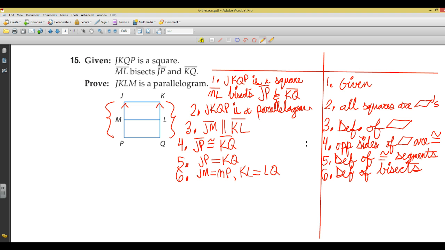By the definition of bisects. By the segment addition postulate, we know that JP is equal to JM plus MP and KQ is equal to KL plus LQ.